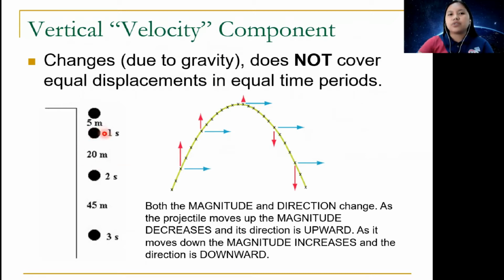For example, around 5 meters per second, and then it turns 20 meters per second, 45 meters per second, and so on and so on. So both the magnitude and direction change as the projectile moves up, okay? The magnitude decreases and its direction is upward, okay? When it moves down, the magnitude increases and the direction is downward, okay? So as you go down, it increases, but as you go up, it decreases.